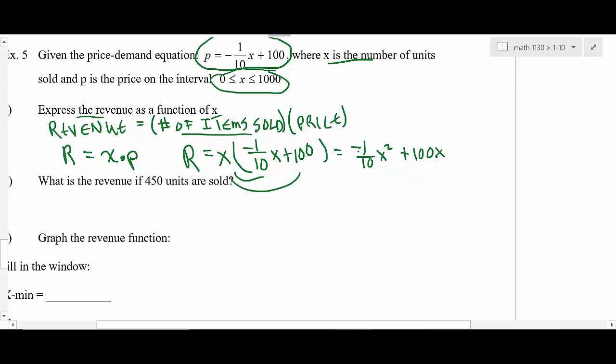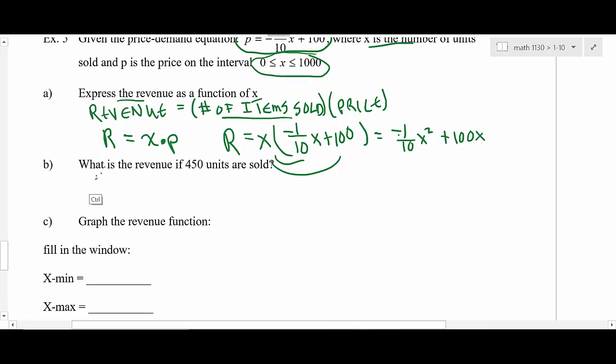Now again, we're going to work with this on the calculator, but it has one unknown, so we don't have to worry about doing anything with other unknowns. So that would be your revenue function. The next thing we're going to do is find the revenue if 450 items are sold.